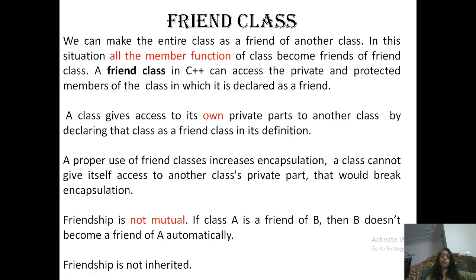Now friendship is not inherited. I mean, if we define a derived class from a class, then the friend class is not inherited. Friendship is not part of inheritance. That is, the derived class cannot access the data of the friend class. In this way, it protects encapsulation.